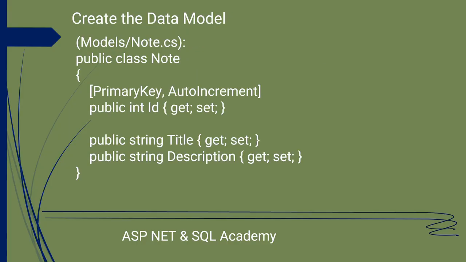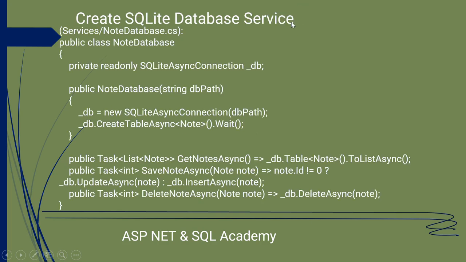Here is a basic model for storing notes. It has an auto-incrementing ID, title, and description. This database service class wraps all database operations: create, read, update, and delete. It is clean and reusable.